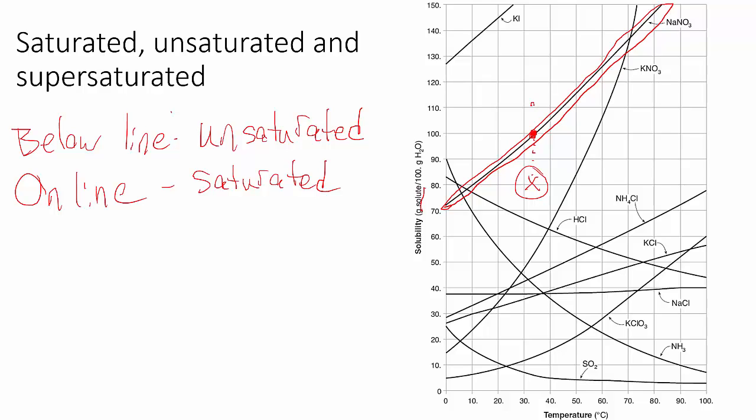And if it's above the line, well, what's that mean again? Above the line means we have more in there than we should be able to, and we call that supersaturated. So below the line, unsaturated, on the line, saturated, and above the line, supersaturated.